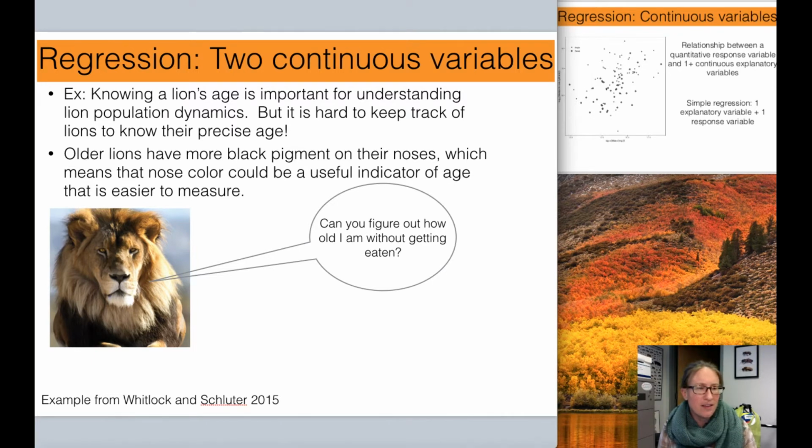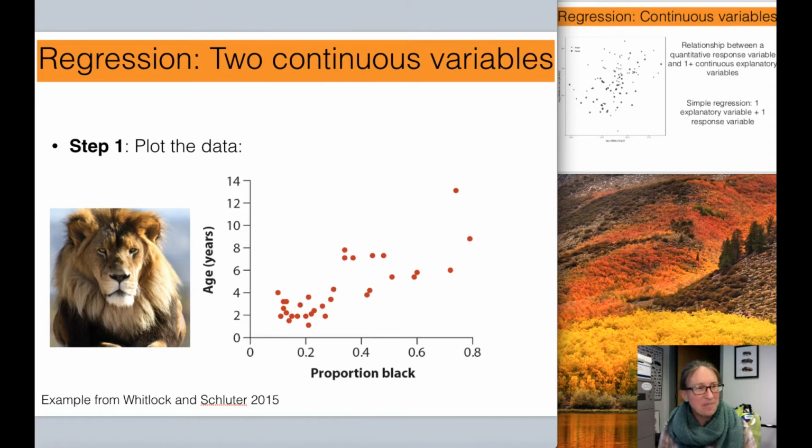One other thing that researchers have found is that for lions where they do know how old the lion is, for example, lions from a zoo population, as those lions age, they start to have more black pigment on their noses. So what that means is that nose color could be a really useful indicator of age that's a lot easier to measure rather than tracking lion ages in the wild, without getting eaten.